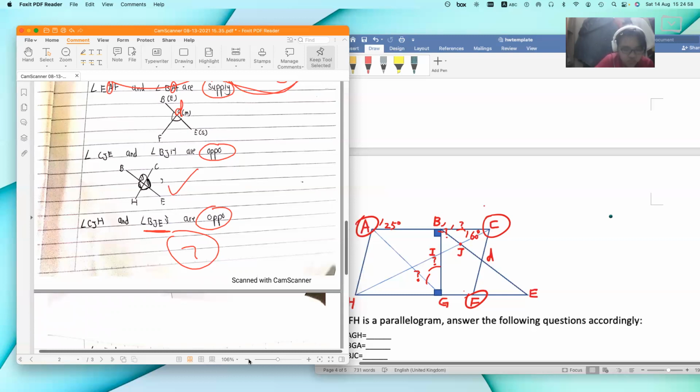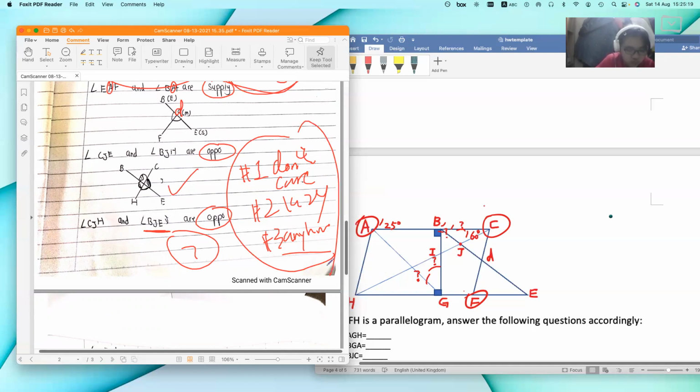This is called what? Lazy attitude. Number one, don't care. Number two, lazy. Number three, anyhow. The question is not 90, force it to be 90. I cannot accept all these three. I can accept you make mistakes, but I cannot accept this anyhow. When you anyhow, when you are lazy, when you don't care, you always make mistakes. Let me show you why you make mistakes. Because you are lazy, that's why you make mistakes.